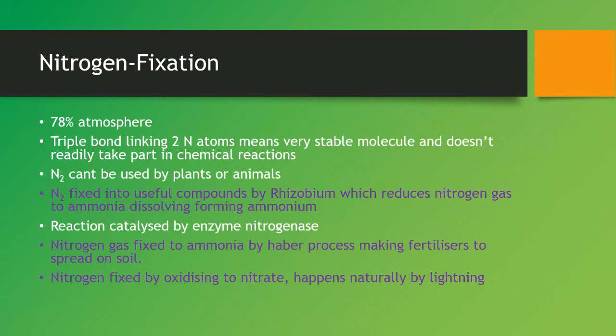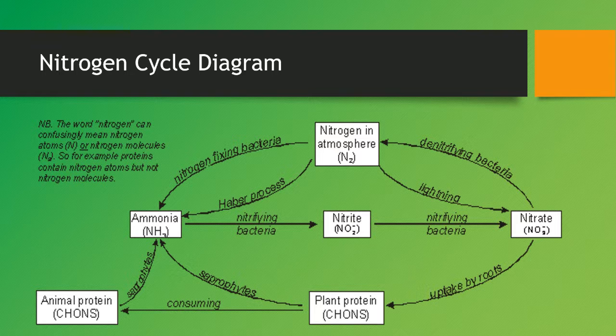So nitrogen makes up 78% of our atmosphere. And the triple bond that links two nitrogen atoms means it's a very stable molecule and it doesn't readily take part in chemical reactions. Nitrogen can't be used by plants or animals in its original form. So nitrogen has to be fixed into useful compounds by rhizobium, which reduces nitrogen gas to ammonia, and this dissolves, forming ammonium. This reaction is catalyzed by the enzyme nitrogenase. And nitrogen gas can be fixed to ammonia by the Haber process, making fertilizers to spread on soil.